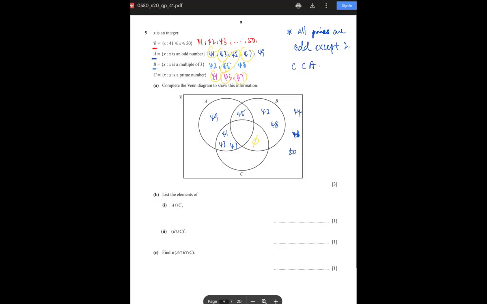Okay, list the elements in A intersect C. So A intersect C is this region here. List down everything that's inside. If you want to put in set notation, it's fine as well. Okay, B union C complement. So we first identify B union C first.